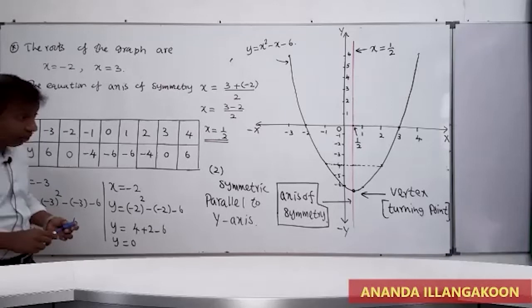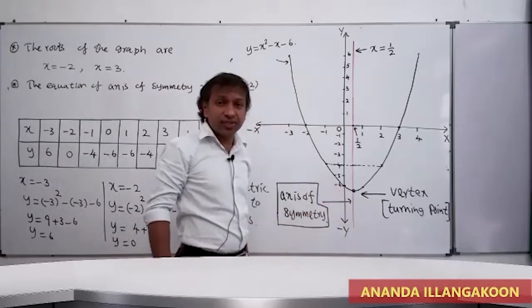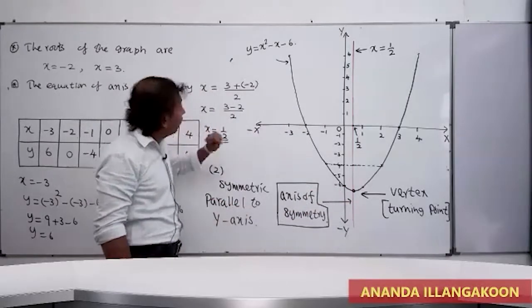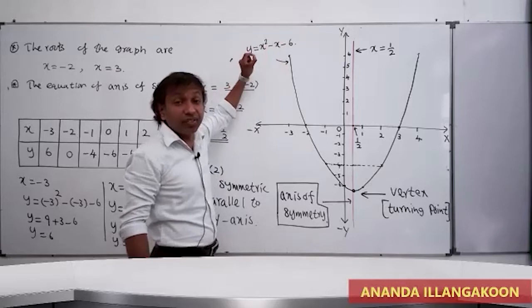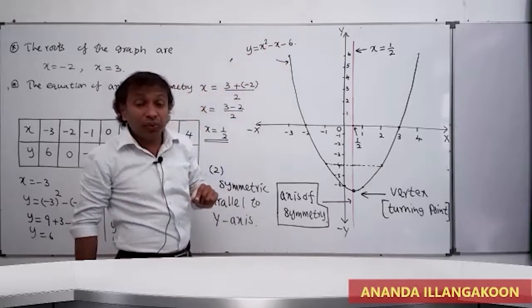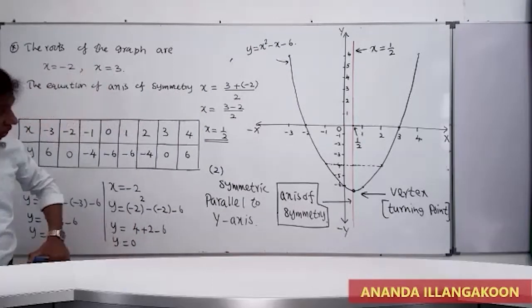Now tell me, people, how to find the exact y value at the vertex. This x equals half, we substitute in the equation for x and simplify, you get y. That is the minimum y value. Minimum y value is the y coordinate of the vertex. Right. Then you can write it like this.